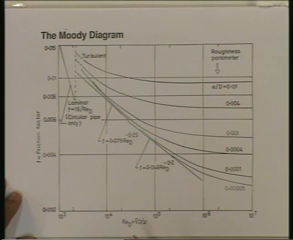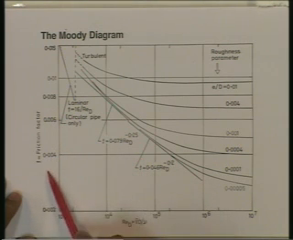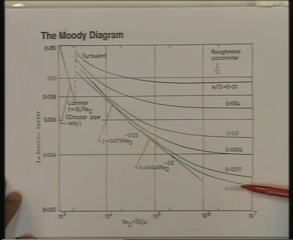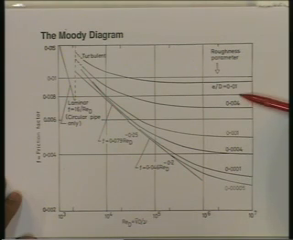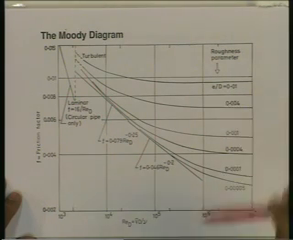And you will notice that for a given roughness parameter, as Reynolds number increases, the friction factor decreases, whereas for a given Reynolds number, as the roughness parameter increases, the friction factor increases.